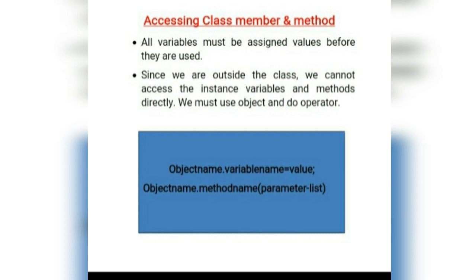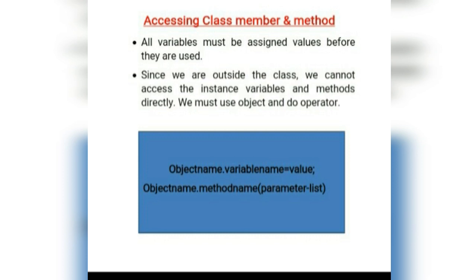Now we have defined the methods, then the variables. Now how are we going to access these class members and methods? So now here we will use the dot operator. Before that, remember all variables must be assigned a value before they are used. Since we are outside the class, we cannot access the instance variables and the methods directly. So to do that, we use a dot operator.